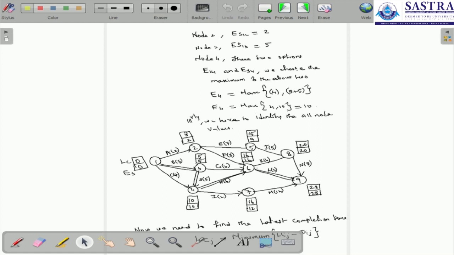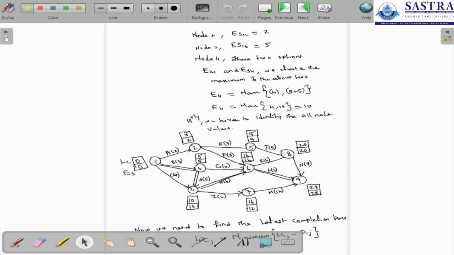Through the two options, we choose the maximum of the above two. So E4 is the maximum of the first calculation, which is 4, and the next calculation, where the duration will be added: 5 plus 5, which is equal to 10. So 4 comma 10, we choose the maximum value, which is 10. And similarly, we have to identify the values of all the nodes.